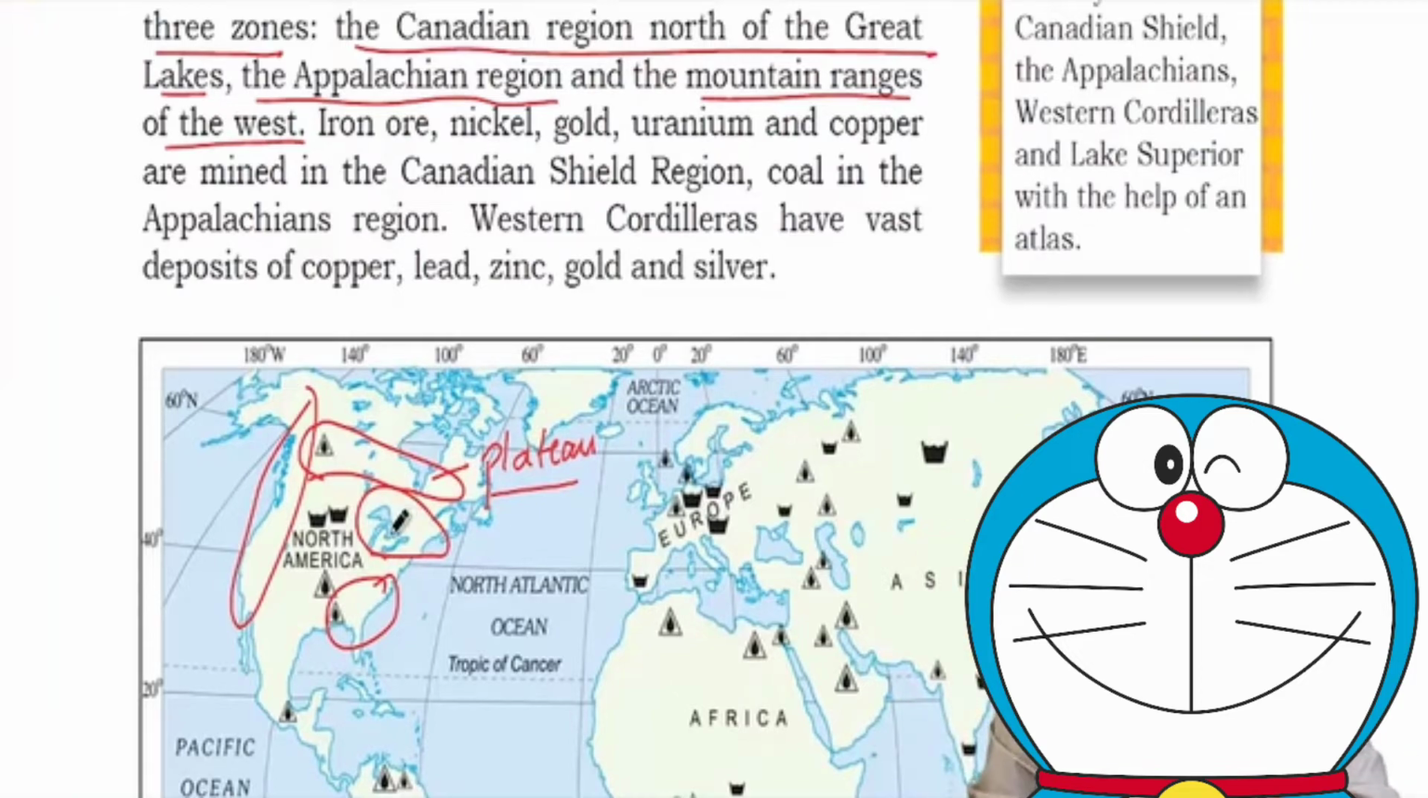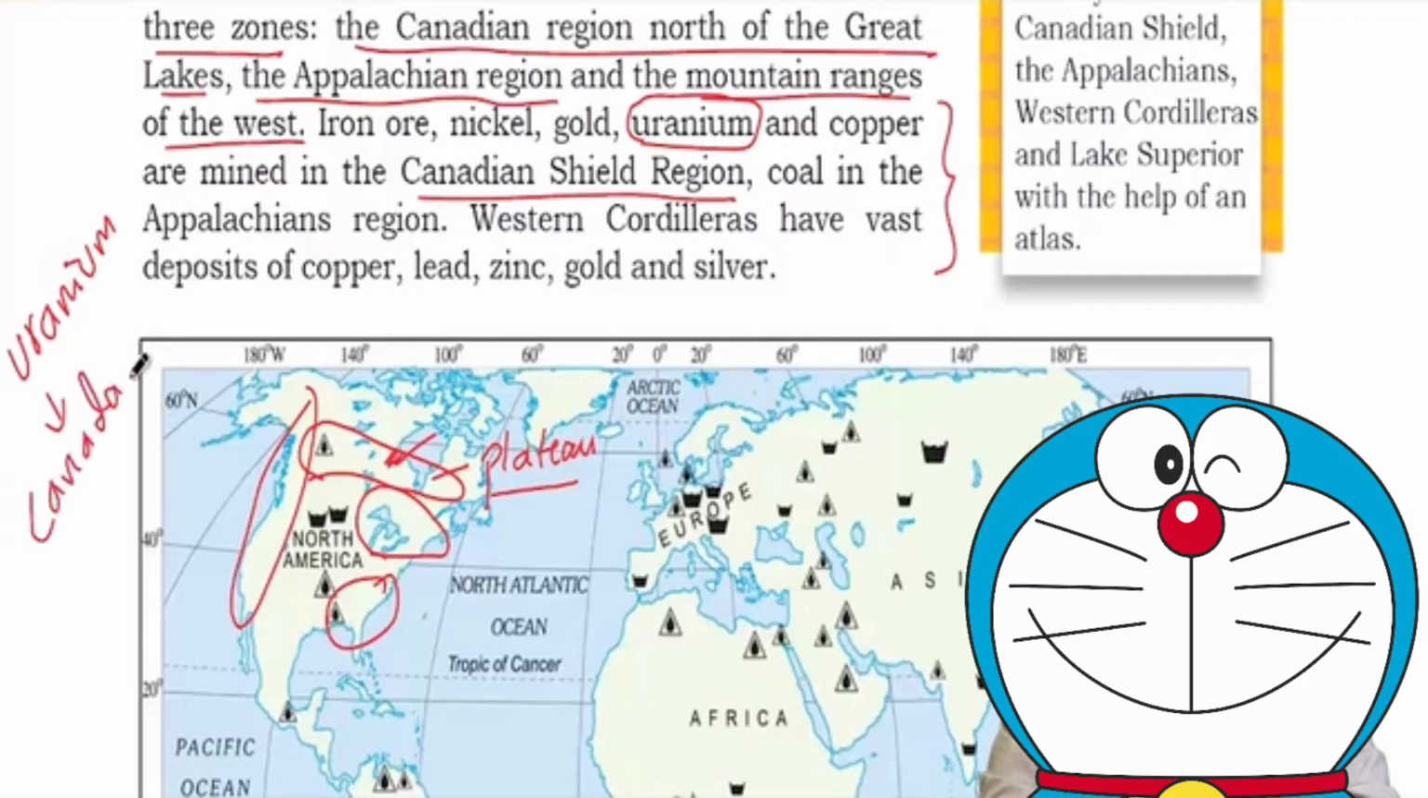1. Region above Great Lakes in Canada. Rocky Mountains, near this I told you in mountains you get minerals. Appalachian Mountains you get minerals, right? Almost all the minerals are present. But you should remember that uranium is present in the Canadian Shield region, that is in this region. Uranium is present mostly in Canada and it is also present in Australia.